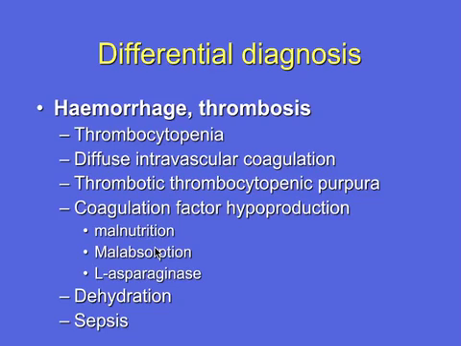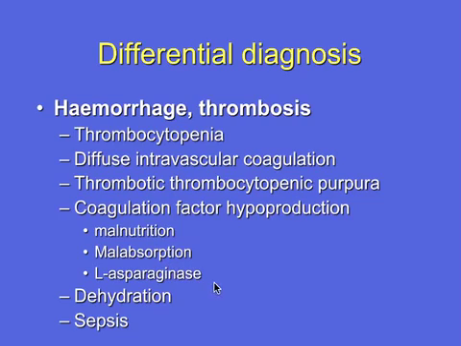Disseminated intravascular coagulation can be a presenting feature of leukemias, some widespread malignant diseases other than leukemia, and of course can be a feature of sepsis or dehydration. TTP, similarly, can be associated with various drugs that we give, including chemotherapy. And you can get hypoproduction of coagulation factors, either because the patient's malnourished or because they're not absorbing vitamins, or as a complication of L-asparaginase therapy.